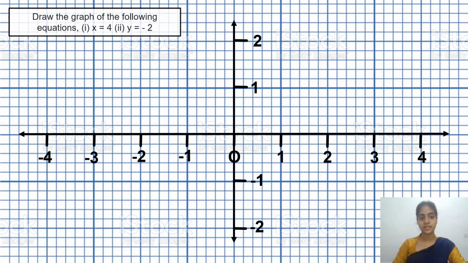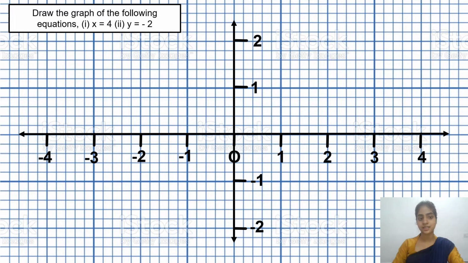Let us draw a graph for the following equations: x = 4 and y = -2. Here x = 4 and y = -2 are equations for lines parallel to the y-axis and x-axis. Firstly, we take x = 4, and this point gives (4, 0). The line passing through this will be parallel to the y-axis and never parallel to the x-axis because it lies on the x-axis.